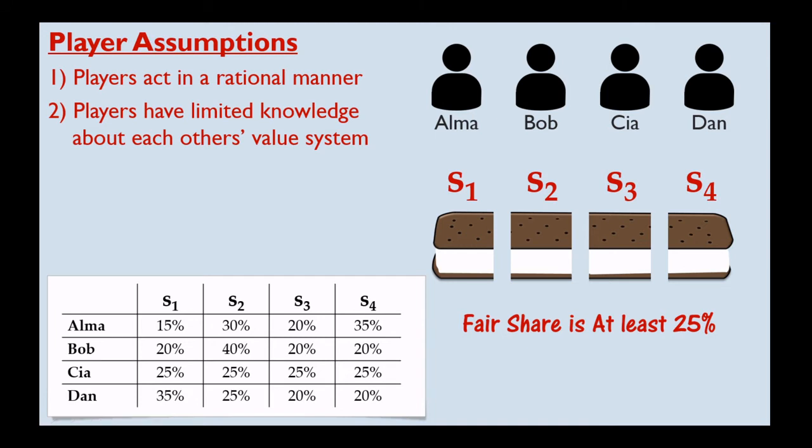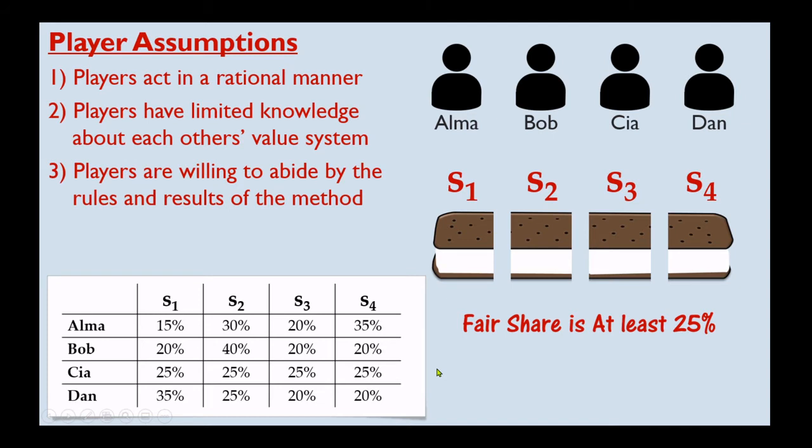Players have limited knowledge about each other's value system. So we have the benefit of seeing the value system for each player, but then they don't have that knowledge. So nobody knows what Alma's views are for each of the shares. Nobody knows what Bob's is and so on. Only they know their own value system.